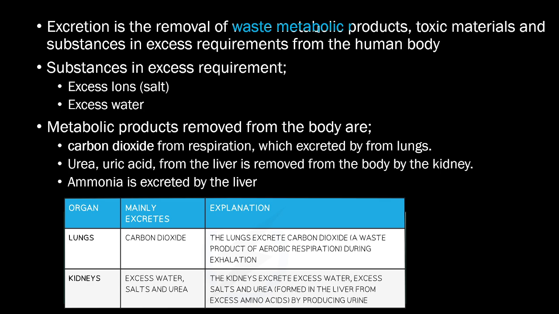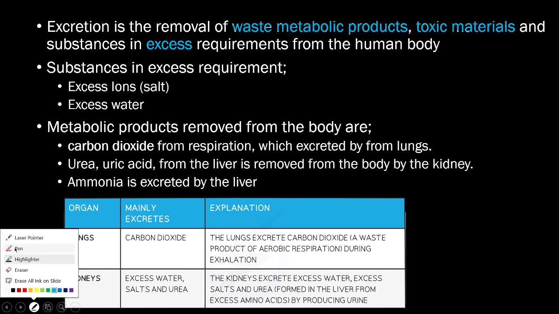metabolic, give me a second, let me highlight this. Waste metabolic products, toxic materials, and what? And substances in excess. So if they ask you to define excretion for, let's say, 3 marks, this is essentially what your 3 marks are going to be for. It's the removal of waste metabolic products or toxic materials and substances in excess requirements from the body.